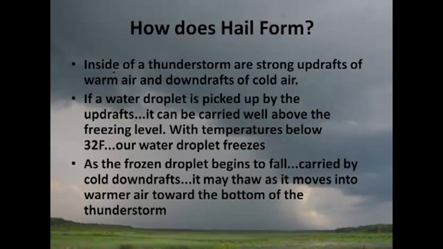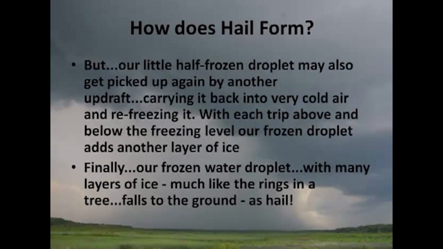So here's kind of a diagram. Inside of a thunderstorm are strong updrafts of warm air and downdrafts of cold air, right? If the water droplet is picked up by the updrafts, it can be carried well above the freezing level. You don't need to copy all this down, but understand the process. With the temperatures below 32, well, it freezes. And as the frozen droplet begins to fall, carried by cold downdrafts, it may thaw as it moves into warmer air in the bottom of a thunderstorm. And that would be rain. However, our little half-frozen droplet may also get picked up again by another updraft, carrying it back into very cold air and refreezing it. With each trip above and below the freezing level, our frozen droplet gets bigger or adds another layer of ice. Finally, it falls to the ground, but now it falls as hail.